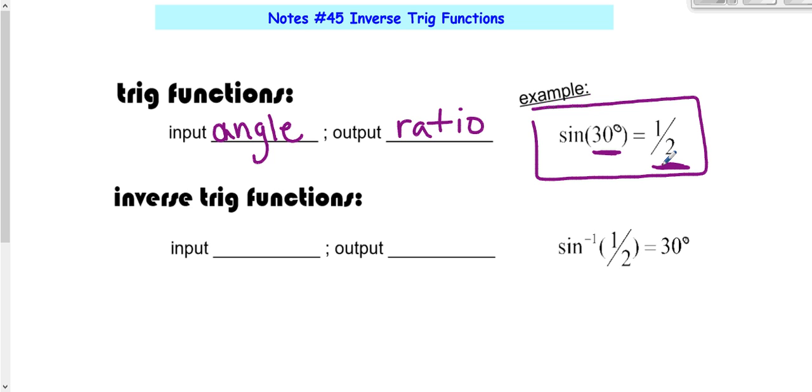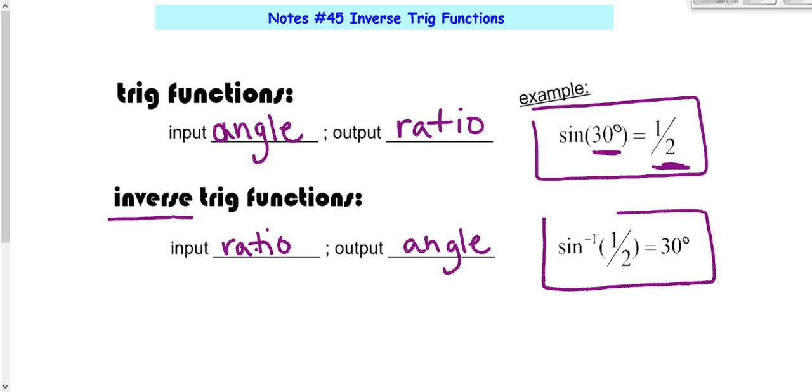If we are going to find the inverse of trig functions, we're going to switch x and y, we're going to switch inputs and outputs, domain and range, and we input the ratio and we output the angle. Here's an example of what that might look like. The inverse sine of 1/2 is 30 degrees. Notice the relationship between these two examples. You input the ratio, you output the angle.